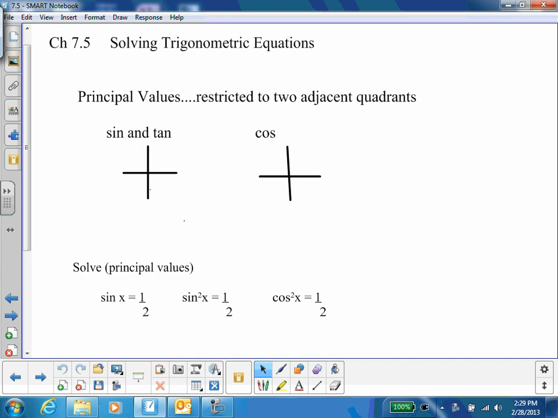So what we're doing here is we're actually going to solve these equations, and we're using everything that we've learned from this whole chapter in this section. All right, we need to know what our 30, 60, 90, 45 values are. We need to know how to factor. We need to know how to manipulate our trig functions and all of our identities so that we get it in the right format so that we can solve.